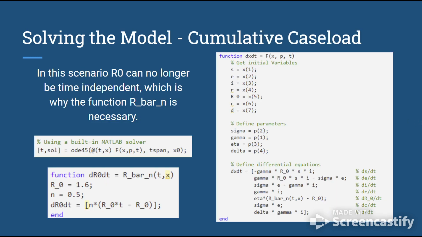When looking at cumulative caseload, your R0 value can no longer be time independent. Because the contagion changes due to a wide variety of factors, including things like vaccinations or lockdowns in the case of COVID, the R bar n function can be changed based off the new contagion value for R0. Similarly to the simple function, the cumulative caseload function, f for simplicity, takes all of your parameters and puts them into a matrix that is usable by ODE45.